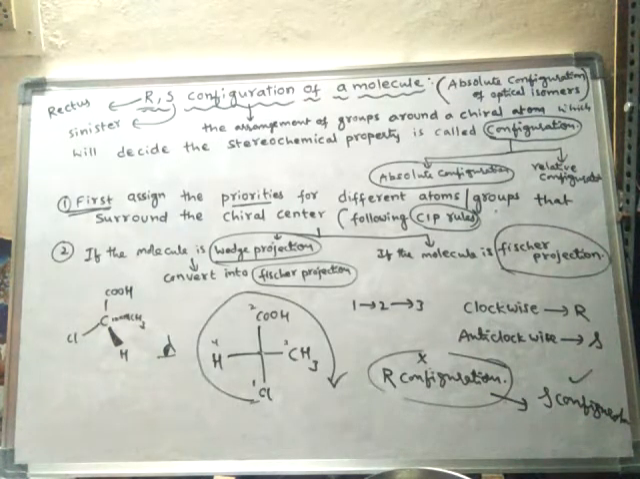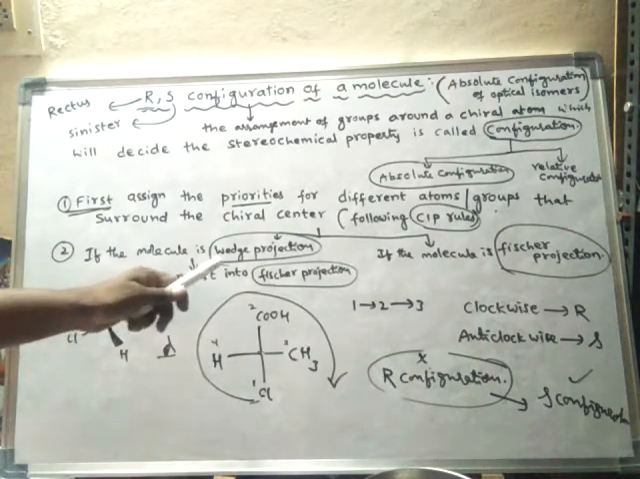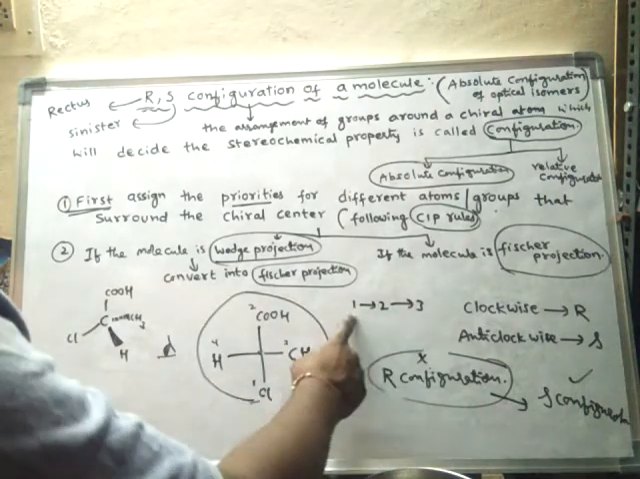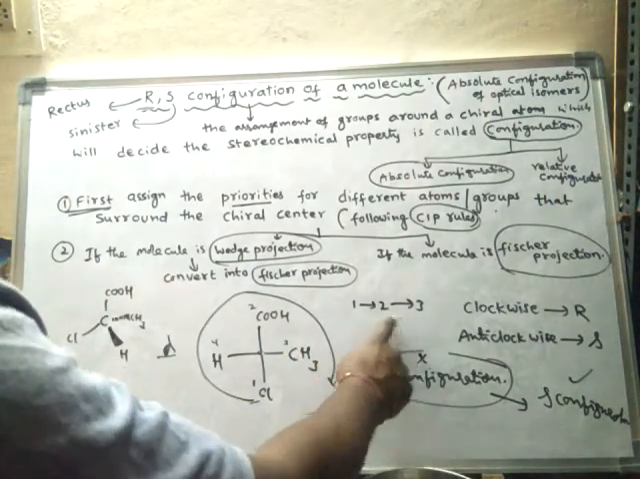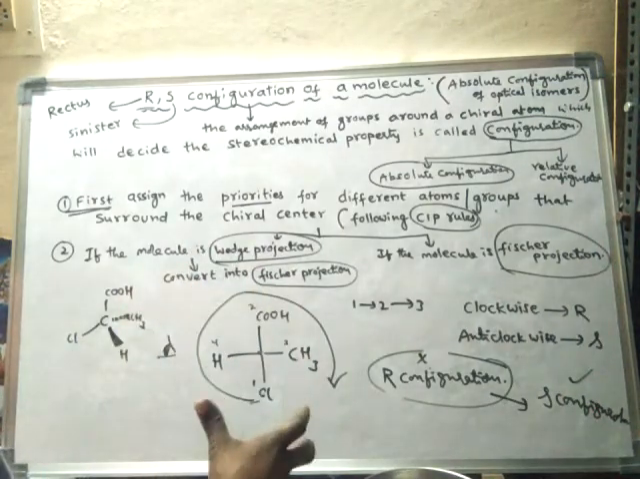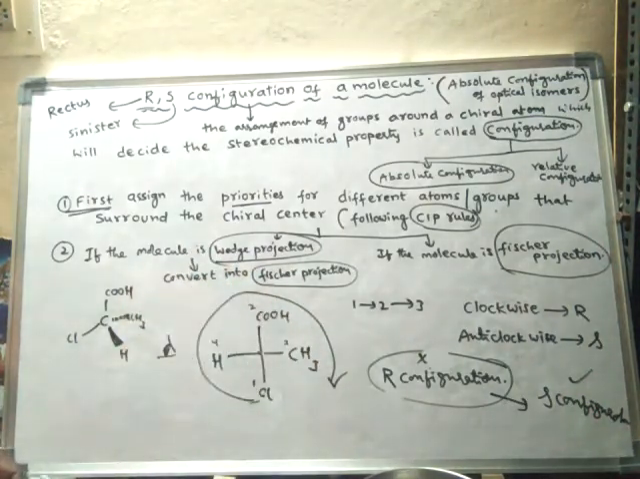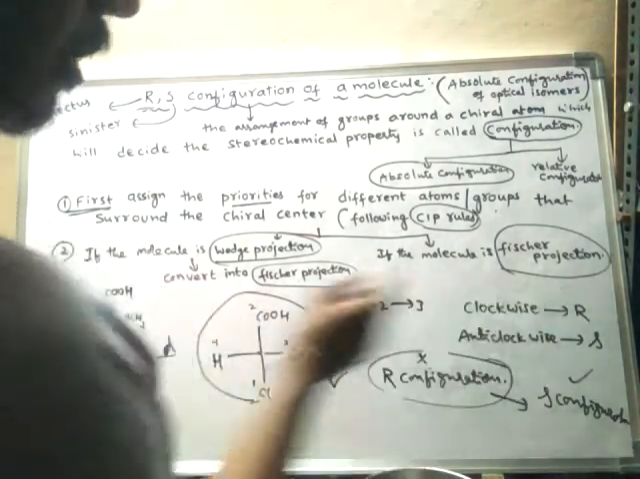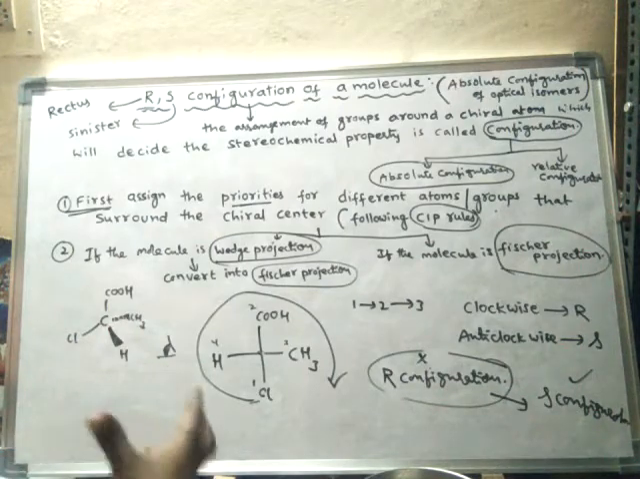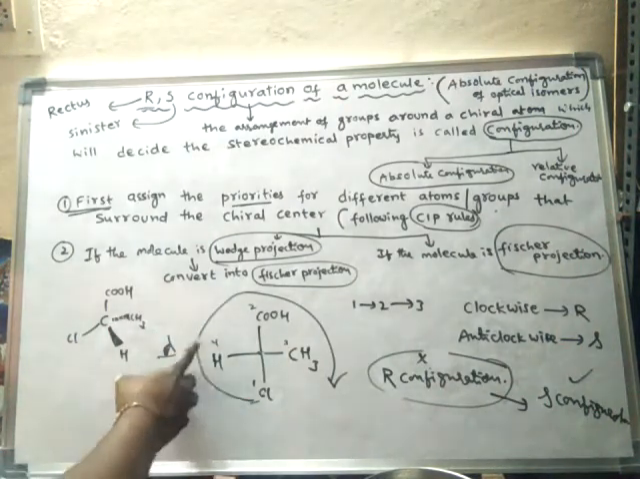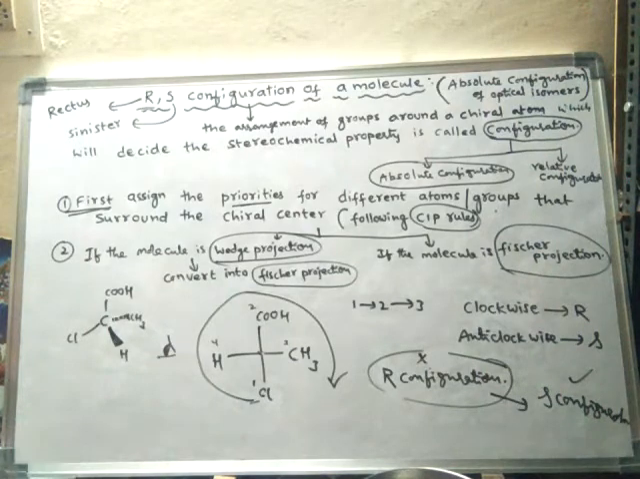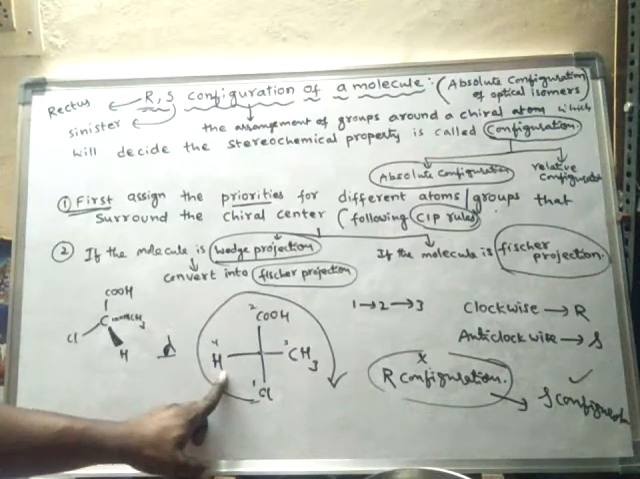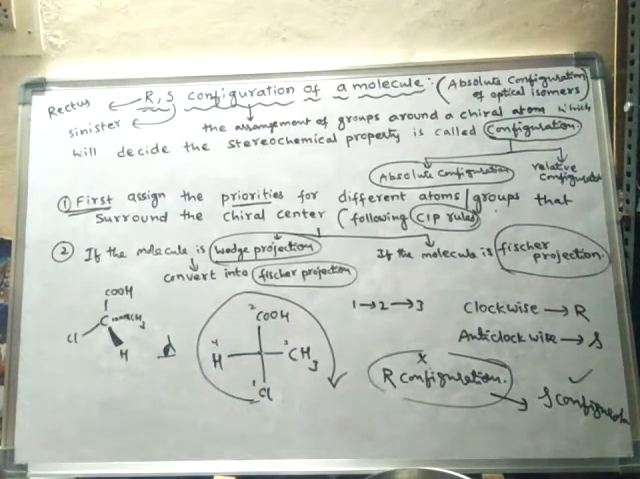So first of all we have to convert the wedge into Fischer, and afterwards we have to follow the order from 1 to 2 and 2 to 3, and draw an arrow. We have to check whether that arrow is moving clockwise or anti-clockwise. If it is moving clockwise, then assign it as R configuration. But after assigning, first we have to check whether the lowest priority group is present in the horizontal position. If so, we have to reverse the configuration.